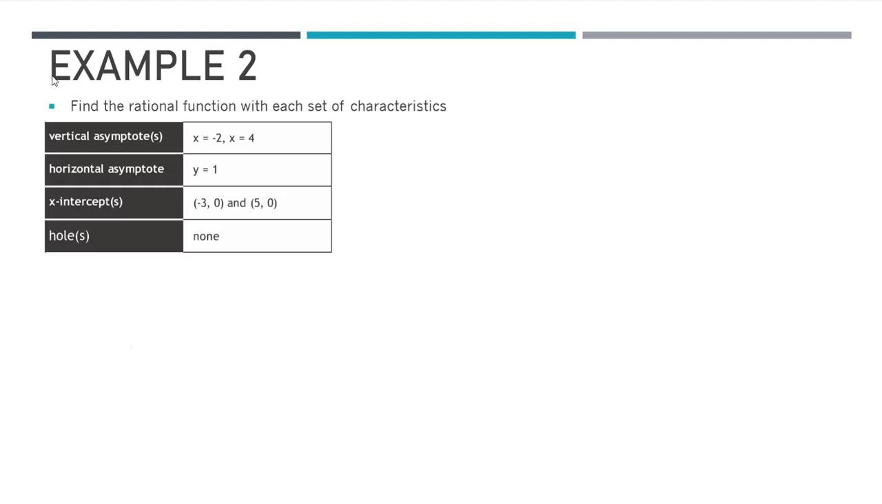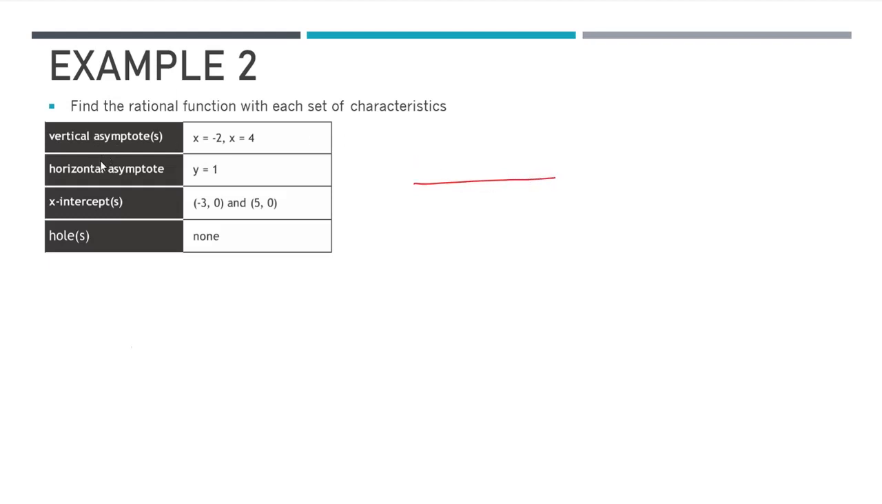So on to something a little bit different. Find the rational function with each set of characteristics. So we've got the vertical asymptotes being given, horizontal asymptote, x-intercept, and if there's any holes. So the holes are going to tell us, is there anything that's being canceled? And so no cancellation. Now let's start with maybe the more obvious one, the vertical asymptotes.